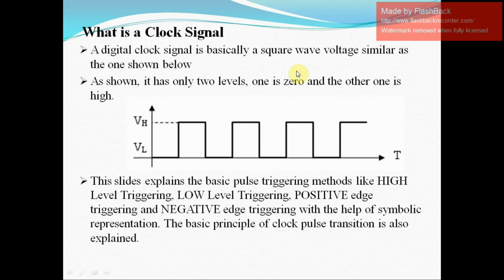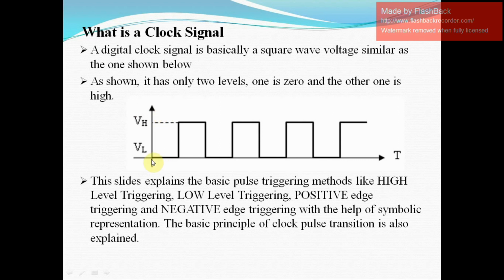Then we discuss the excitation input, which is called the clock. The clock must be provided for a synchronous sequential circuit. Now, what is the meaning of clock? A clock is a digital signal, basically represented as a square wave. It has two states, either 0 or high.